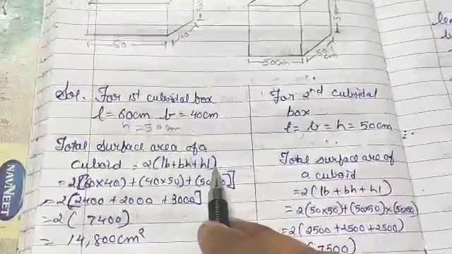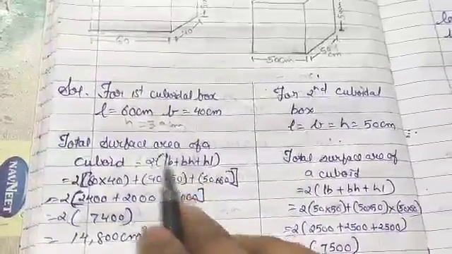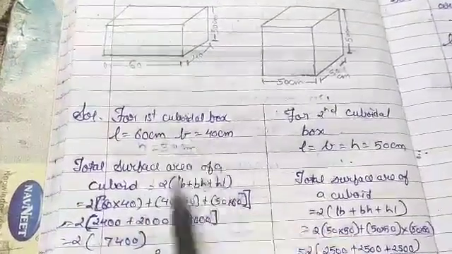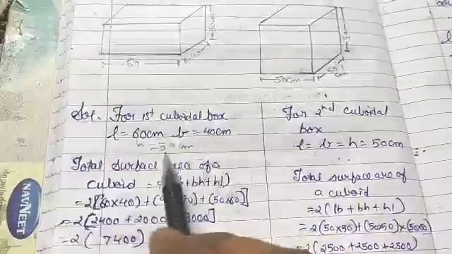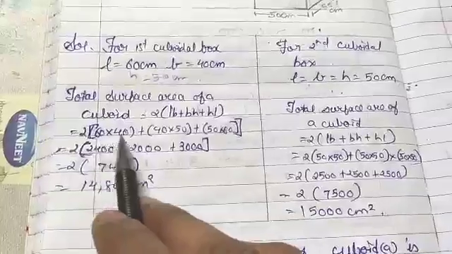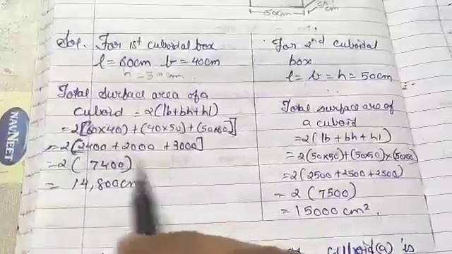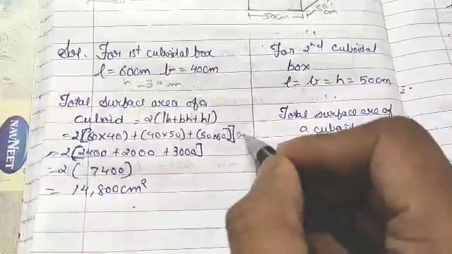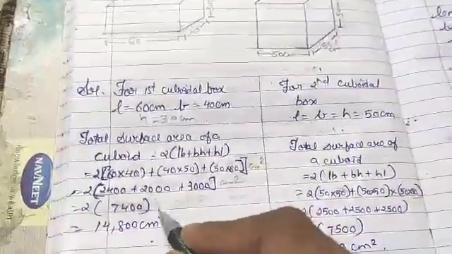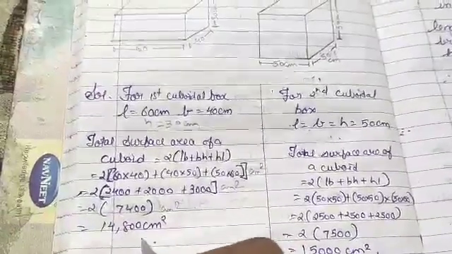Watch the introduction video. In that I had explained how we derive this formula. Now 2(lb) means 60 into 40, plus bh means 40 into 50, plus hl means 50 into 60. Then when we multiply, 60 40s are 2400, 40 50s are 2000, and 50 60s are 3000. When we add all, write down centimeter square because it is in centimeter square. So you will get 7400. So 2 into 7400 is 14,800 centimeter square.